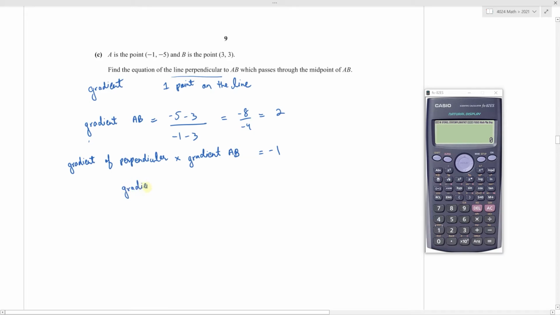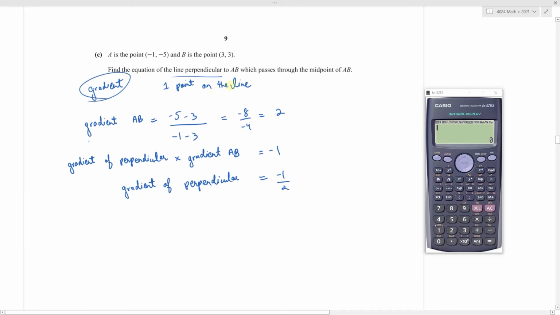So the gradient of the perpendicular line, which we are looking for here, will be minus 1 divided by the gradient of AB, which is 2. So this is minus 1 over 2. So I found the gradient here.